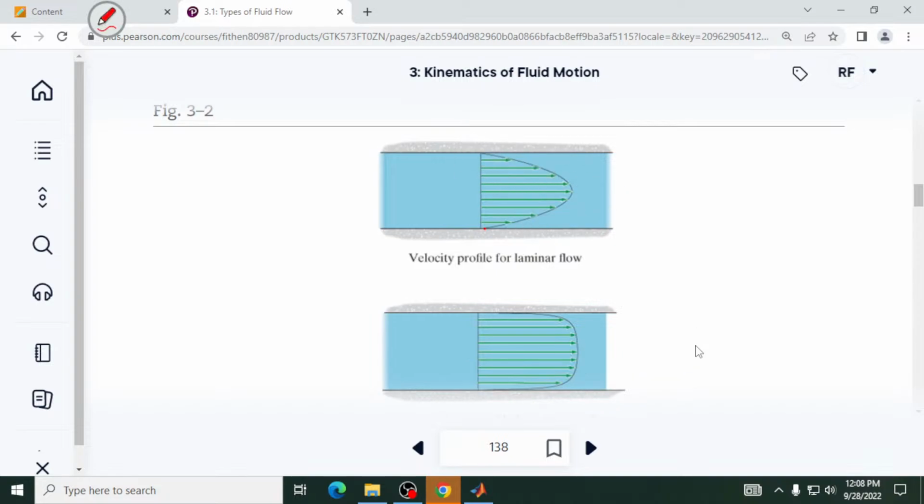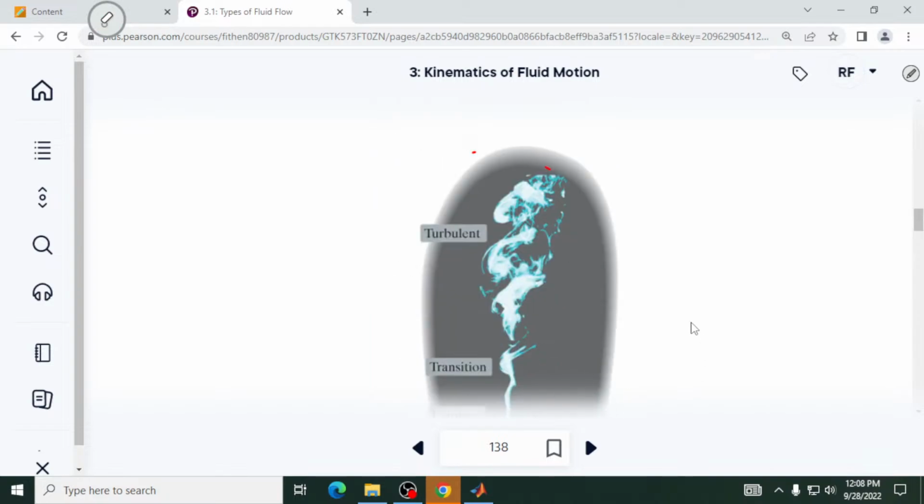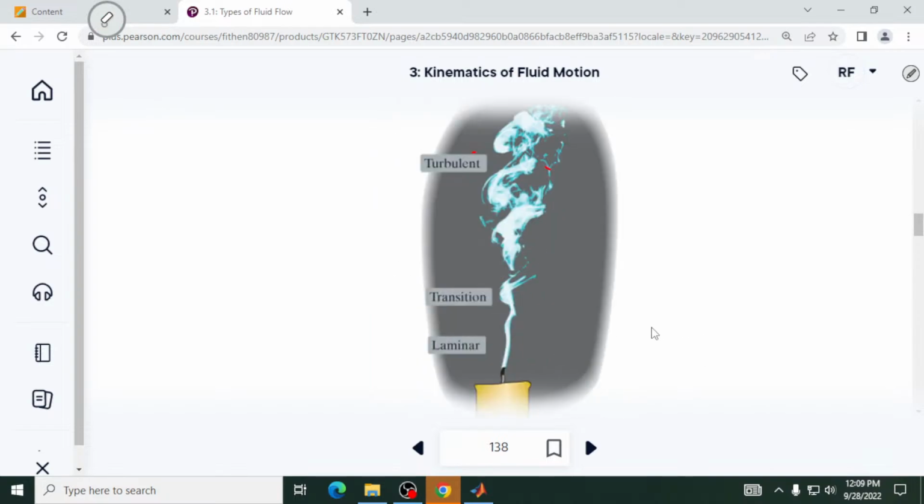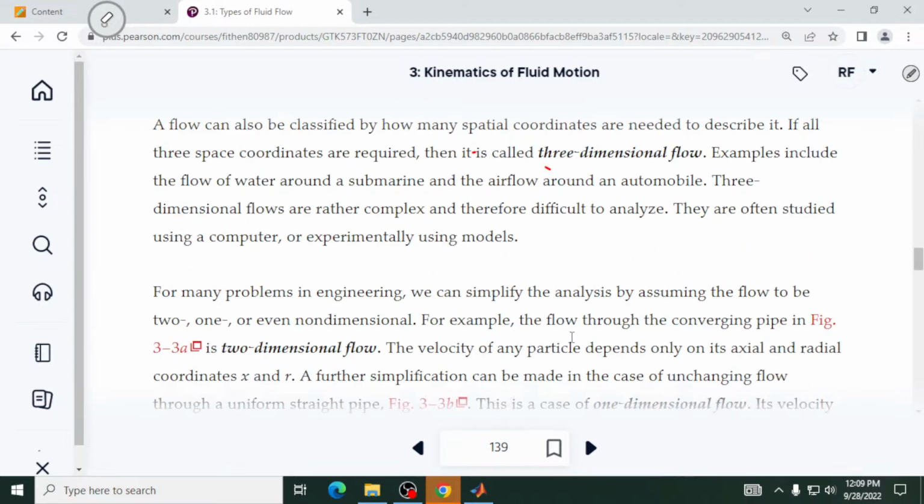Imagine if this was a parking lane and this was a parking lane here and everybody drove smoothly, on average you would get a parabolic profile. Turbulent flow can be seen from a candle like this. It comes off pretty smooth, and then the unsteady nature comes in. It turns out fluid mechanics equations are nonlinear.